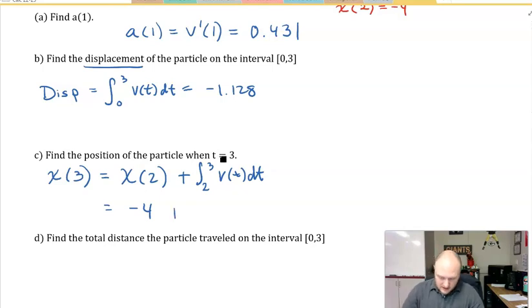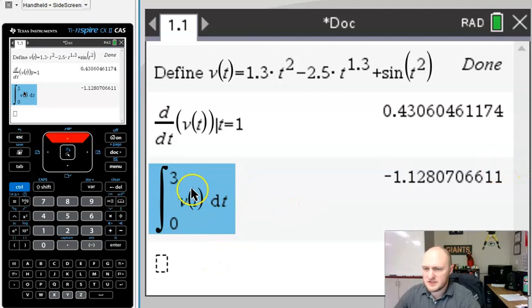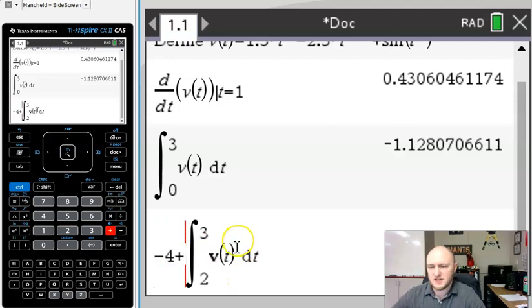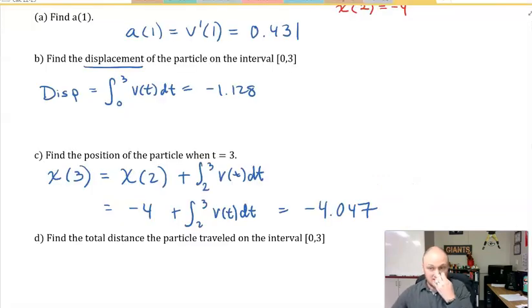Okay, so I go ahead and do this, and let me just copy this down. Okay, and the calculator is going to do this work for us. This is just awesome. So one thing you can do, you can scroll up on the TI. I can just copy this down, and I don't want it from 0, and I want to add a negative 4 in front, negative 4 plus. I could have just subtracted 4. You get the same thing, but we get negative 4.047. Okay, and there is the position of the particle when t is equal to 3.